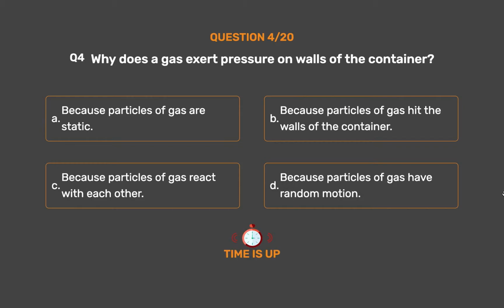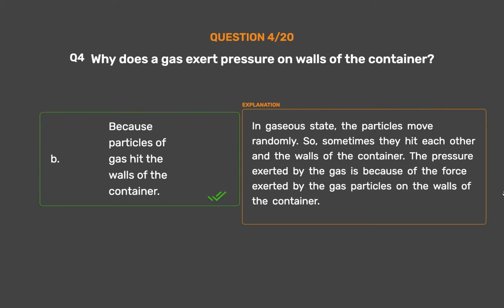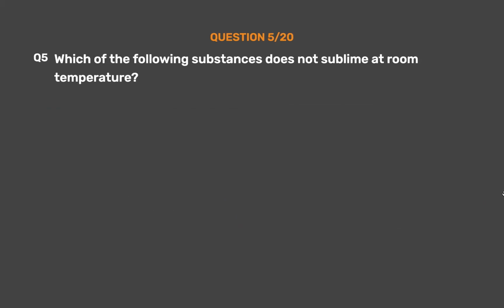The correct answer is option B. Because particles of gas hit the walls of the container. In the gaseous state, the particles move randomly. So, sometimes they hit each other and the walls of the container. The pressure exerted by the gas is because of the force exerted by the gas particles on the walls of the container.